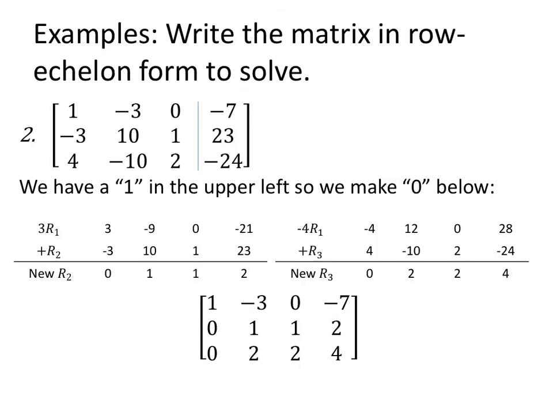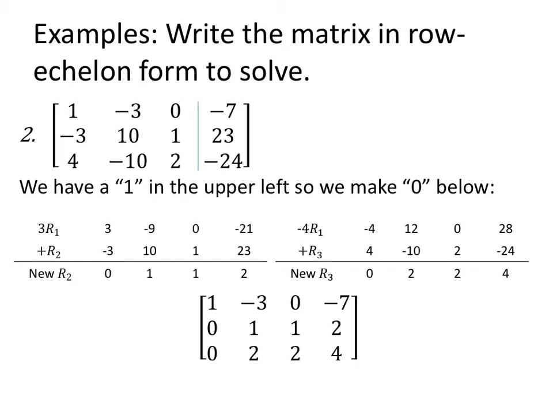Alright, so another example. Again, we have a leading 1. I want to make zeros below it. In order to make the zeros below it, I multiply row 1 by the opposite of whatever I'm trying to eliminate. So I'm trying to eliminate a negative 3. I'm going to multiply positive 3 times row 1. Add it to row 2 to get a new row 2. 0, 1, 1, 2. Check my arithmetic.